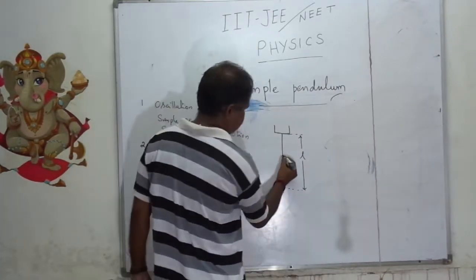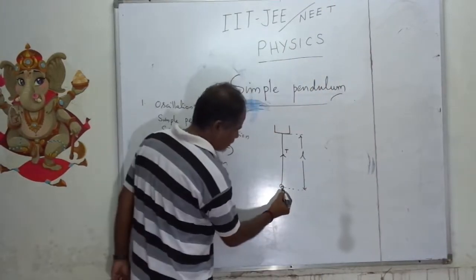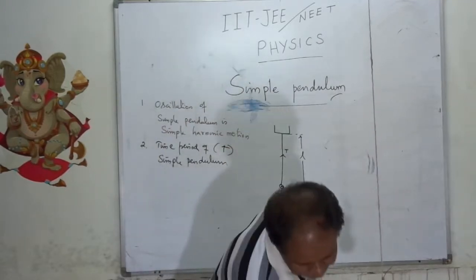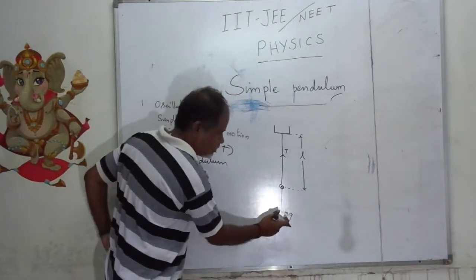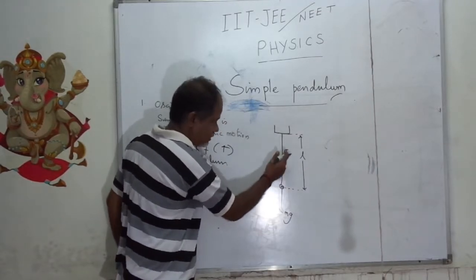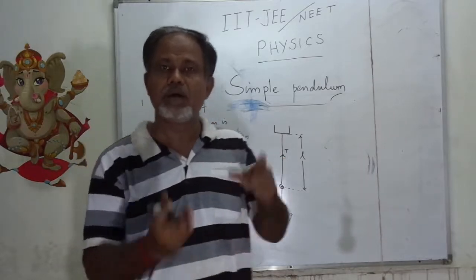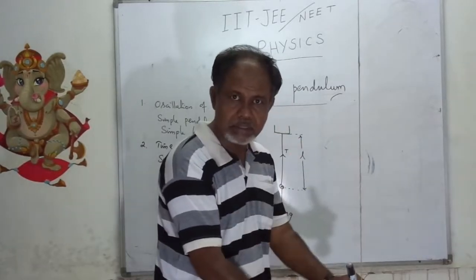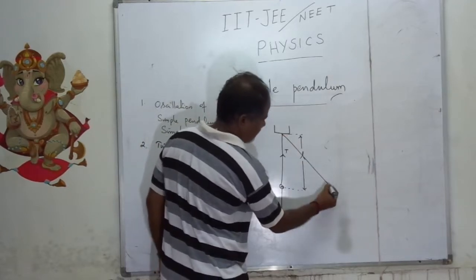Tension T acts in the upward direction. The weight acts in the downward direction, that is mg. Weight and tension have the same magnitude and opposite direction, so the bob is in a resting position.